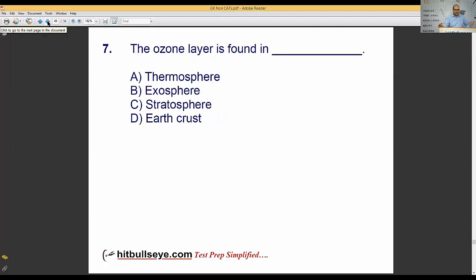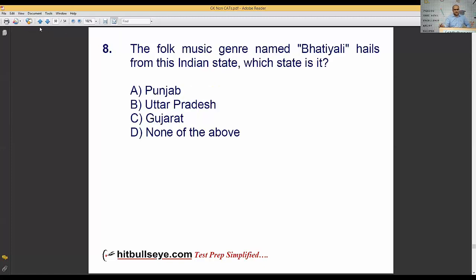Next, the ozone layer is found in the stratosphere, that is right. Next, the folk music genre named Bhatyali hails from this Indian state. Which state is it?